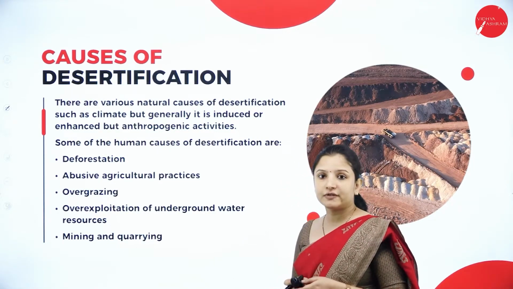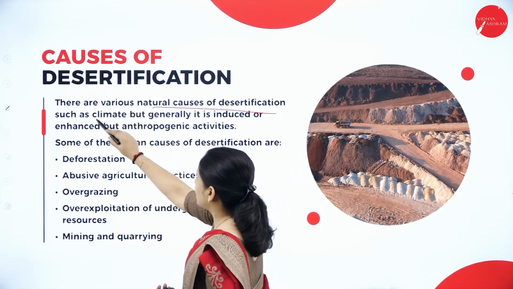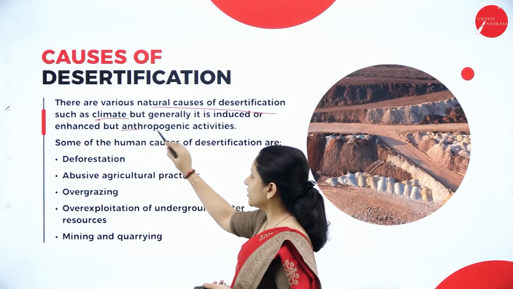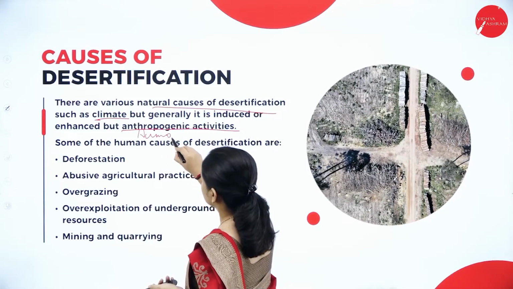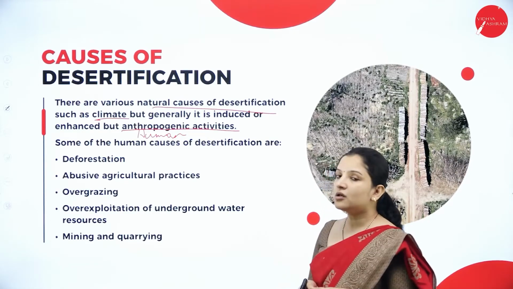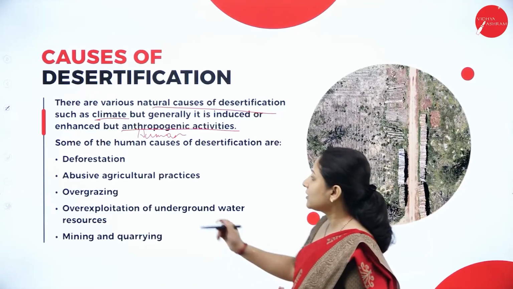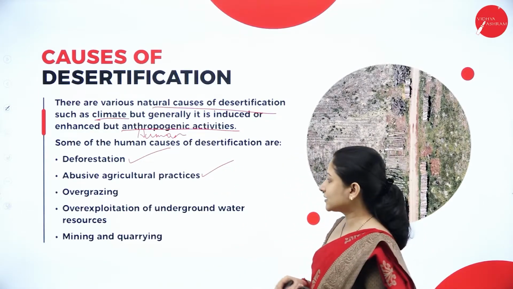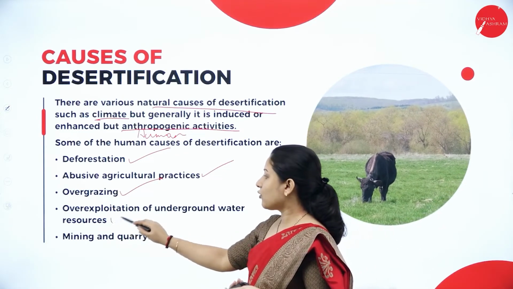So what are the causes of desertification? There are various natural causes of desertification such as climate, but generally desertification occurs due to anthropogenic activity. What is anthropogenic activity? It means human activities. Some of the human activities that result in desertification are, again, deforestation, improper or abusive agricultural practices, overgrazing, and over-exploitation of underground water resources.